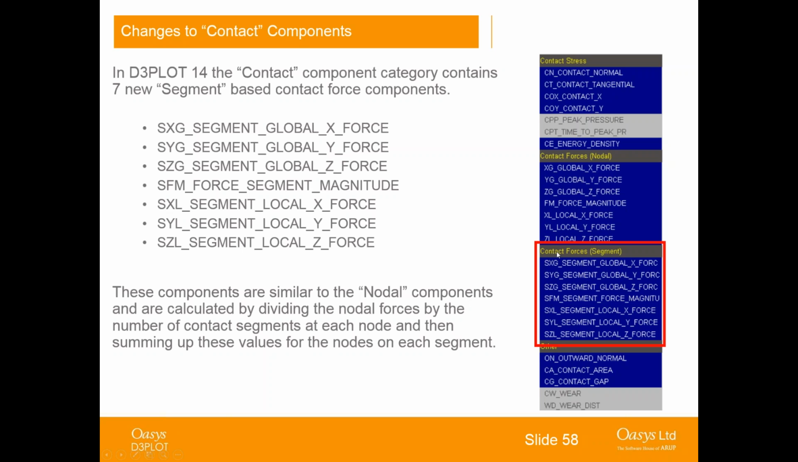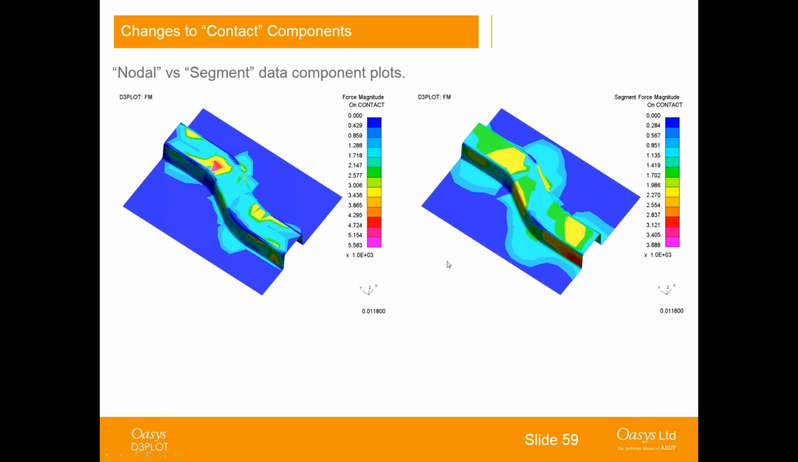Okay, so this is a new menu, some new results that are available, and a comparison of the nodal versus segment data component plot is here for a particular example. Again, I'm sorry, the contour values don't match up, but we can see there is a difference. Let's say this is a hotspot there in the nodal, but when we average those over the segments, we don't have that.